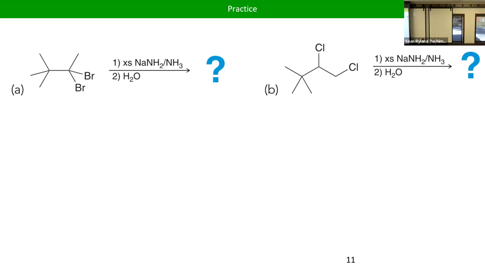So anytime you see the excess sodium amide, that's your giveaway that you're probably looking at a double elimination. Because that's a strong base. It's a really strong base. So it's really good at promoting eliminations to the point that it'll also deprotonate at the end.